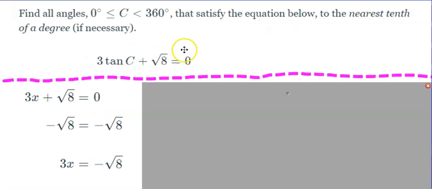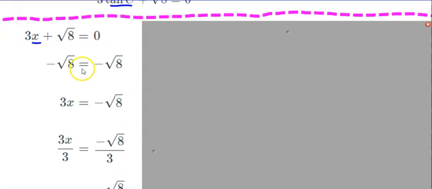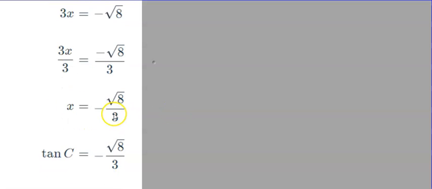All right, here's our last example. This time we have a trig function equation. We have a square root involved, but the steps are exactly the same. You first replace any trig function you have with the value of x. You get that by itself by subtracting the square root from both sides. So you have 3x equals negative square root of 8. Divide both sides by 3, and x is equal to negative square root of 8 over 3. And we change it back to tangent c. So we've successfully isolated the tangent function.